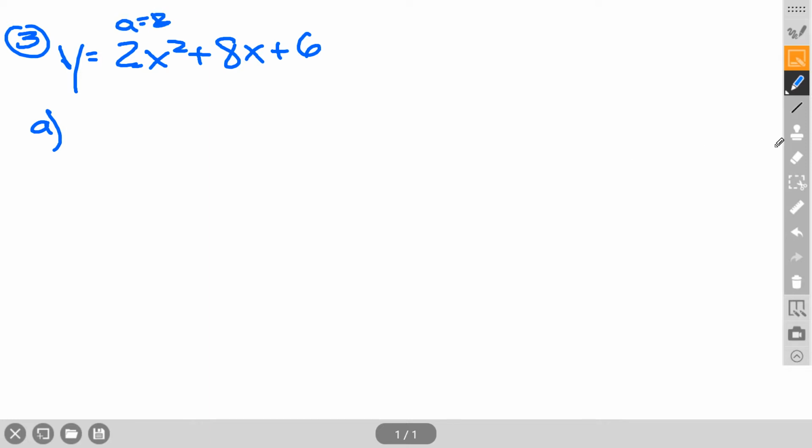Number 3, y is equal to 2x squared plus 8x plus 6. All right, letter A. Opens up or down. The a value is 2.